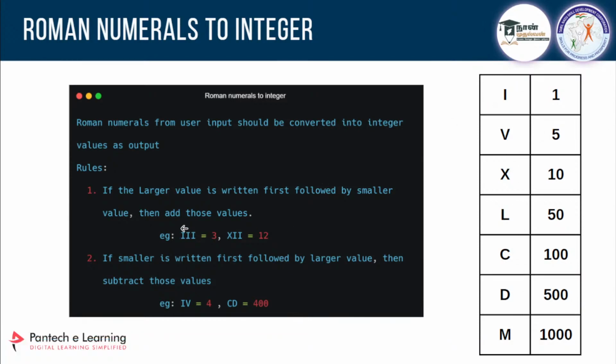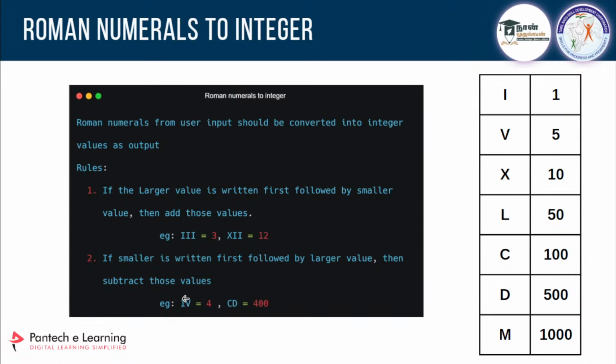And if it is 3, how will you actually add these values? It is a combination, right? So in that combination there are certain rules. The first rule is, when you read it, if the larger number is written first followed by the smaller value, then you can add both of those. For example, see here, I am having I. The value of I is 1. So it is not greater or smaller, so you can just add it. If you add 1 three times, the value will be 3. And for this one, X is the biggest value, 10, I is the smaller one. So if it is a larger value followed by a smaller value, you can add that. The output will be 12.